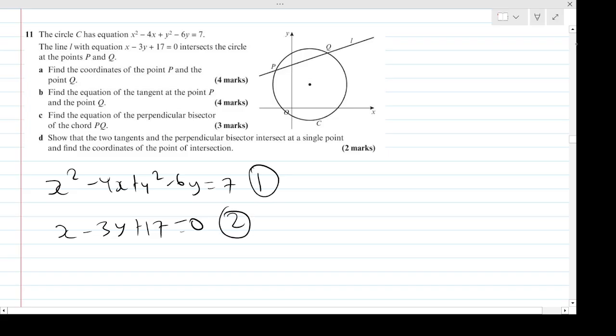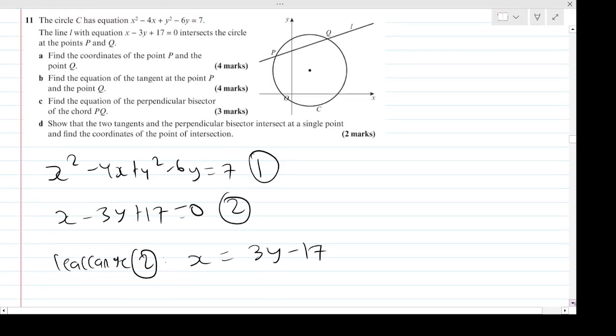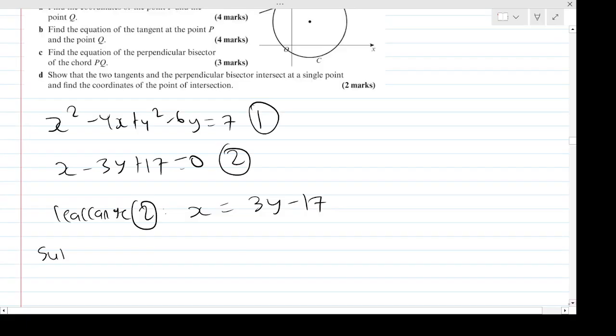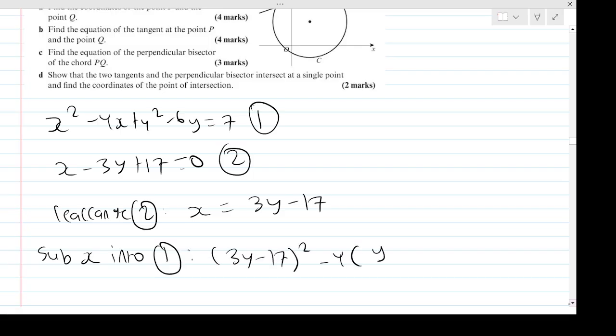So if I rearrange the second equation in terms of x, which is probably the best way because x has no coefficient and I don't need to divide by anything, then x is 3y minus 17. Then I'm going to substitute x into the first equation. To then get x squared would be (3y minus 17) all squared, minus 4 of x, which should be 3y take away 17, add y squared, take away 6y, minus 7 equals 0.